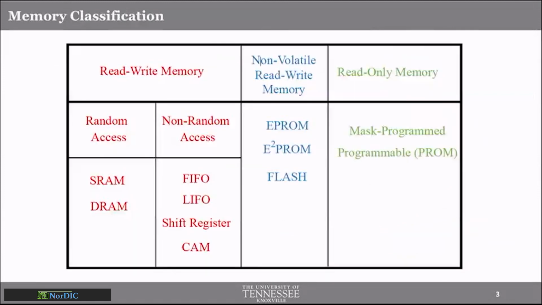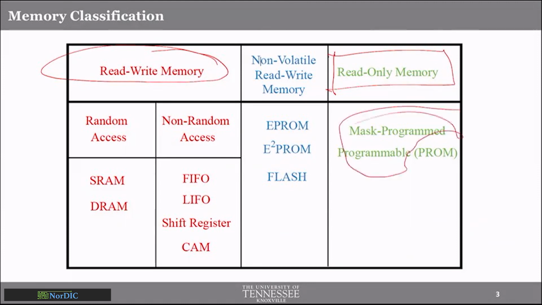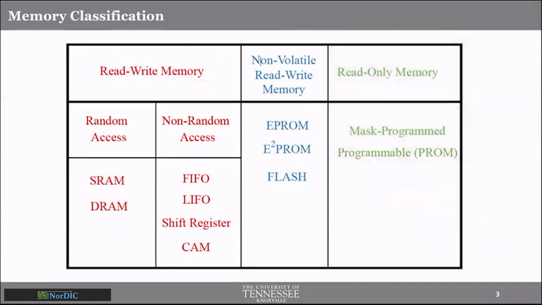So having said that, let's jump into the classification of different memories. There are some memories which fall under the category of read-write memory, which allow you to read and write from it. And there are memories that are just read-only. You cannot write into it. These are programmed just once in their life, and they will be so forever. For example, mask programmable ROM. You might remember FPGA, field programmable gate array, and mask programmable gate array.